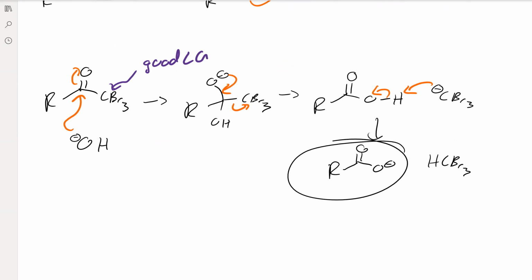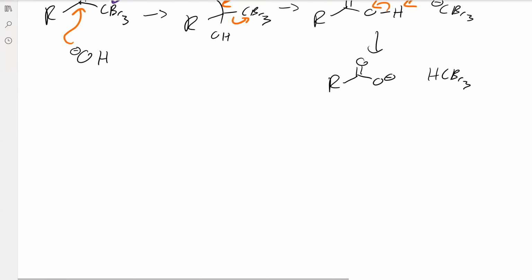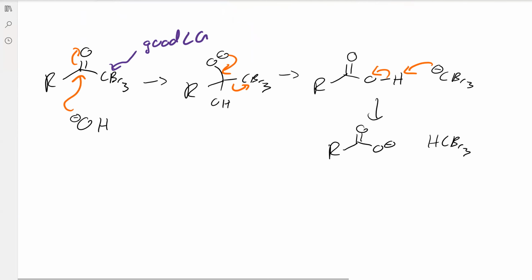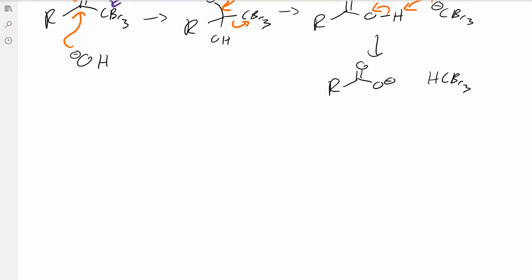Right, to end up with this final product. And then you would do an acidic workup if you wanted to form the carboxylic acid. So kind of useful is that you can create carboxylic acids from these components, right? So for example, if you had this component right here and you added some sodium hydroxide and some Br2, you would end up with a carboxylic acid.